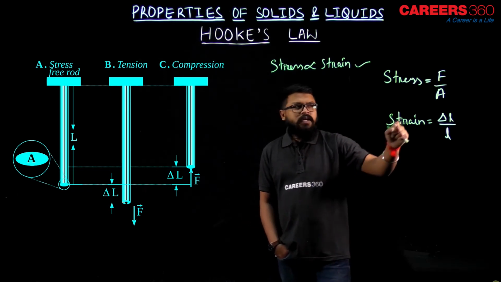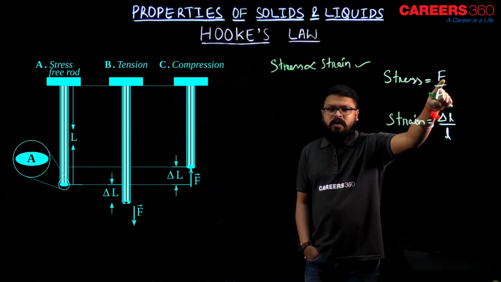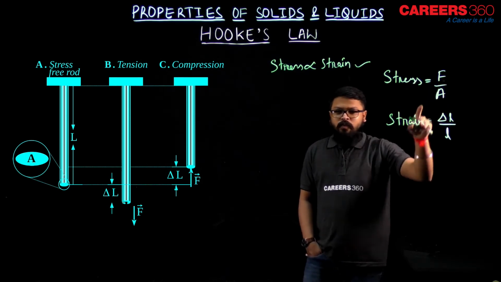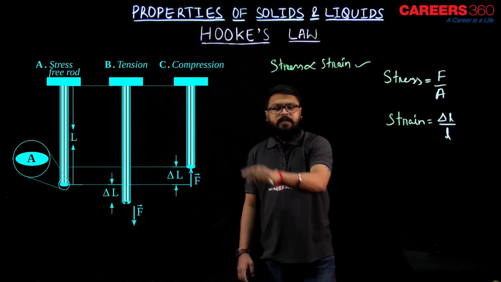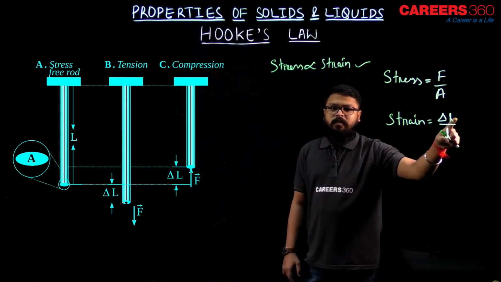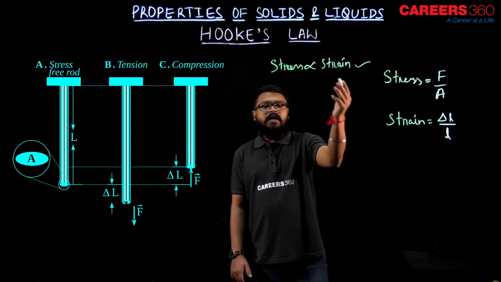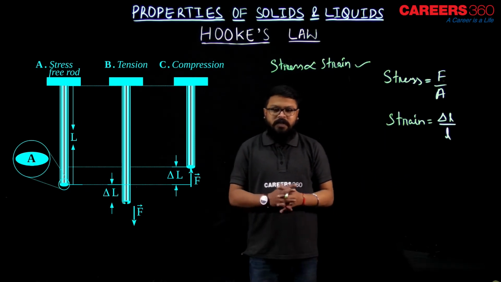As you can see, if I apply more force, then more restoring force would be there. More restoring force means more stress. More force means more elongation or more compression, so delta L would be more. If delta L is more, strain is more. So that's why stress is directly proportional to strain. I hope that is clear to you.